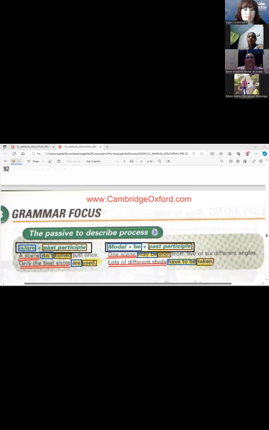Any questions about this? Maybe I have confusion about when I have to use the first form and when I use the second with the modal.